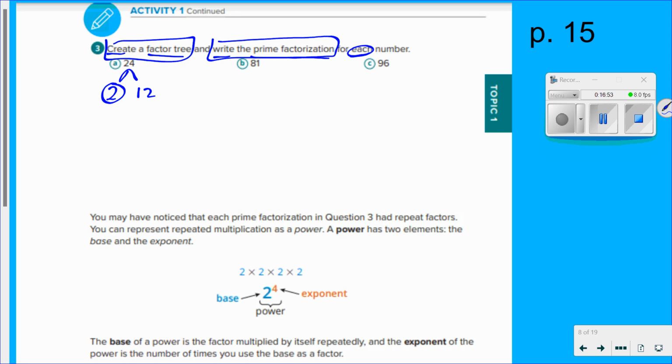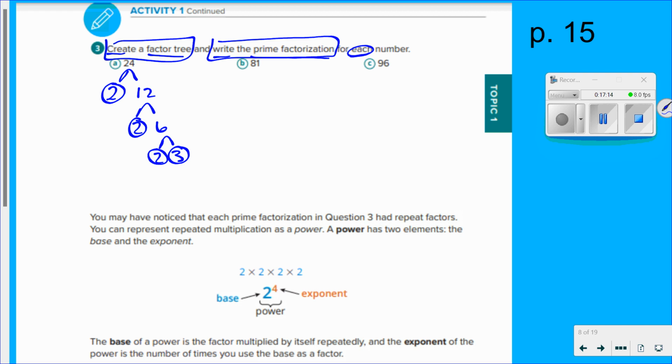Can I divide 12 by 2? Yes, so I do another branch, start with 2, 2 times 6. And then I say, can I do 6 by 2? Yes. So I do another branch, 2 times 3. Well, 3 is one of my 4 key numbers. I know I'm done. See how easy a factor tree can be?